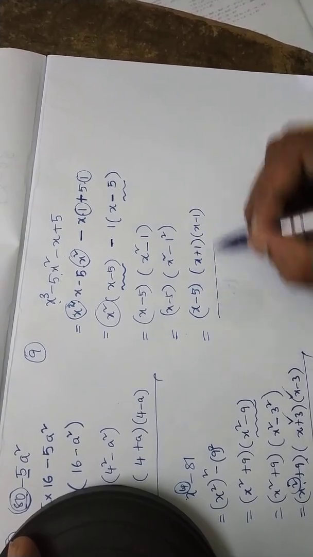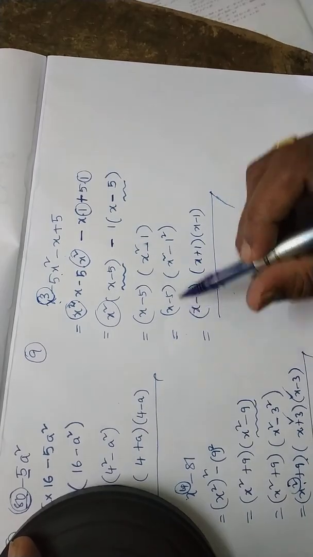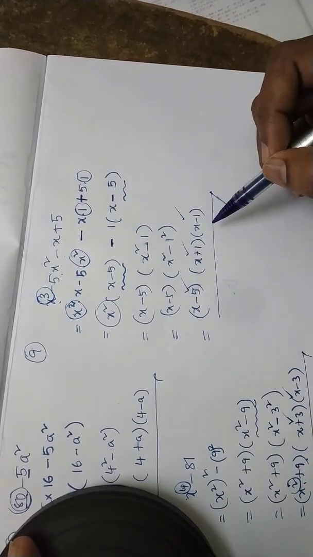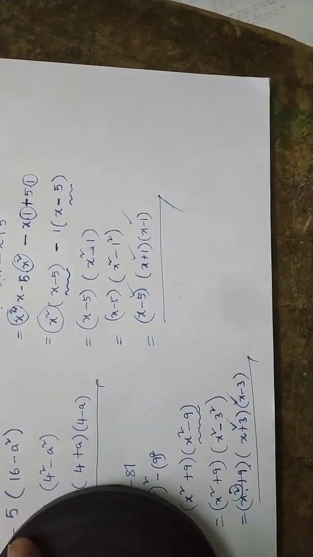Done. So 3 factors. Degree is equal to 3, children, so you will get 3 factors. Okay. So done. Next.